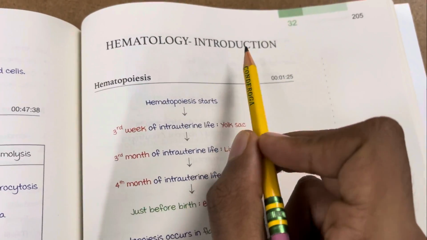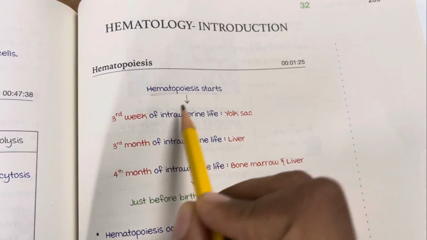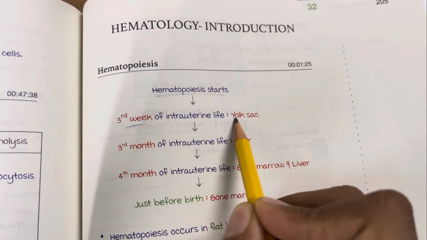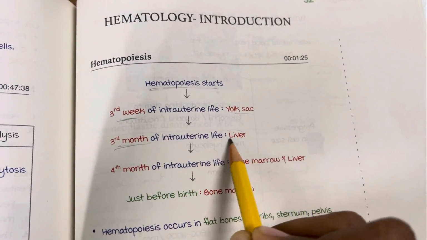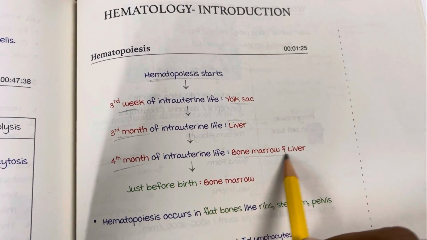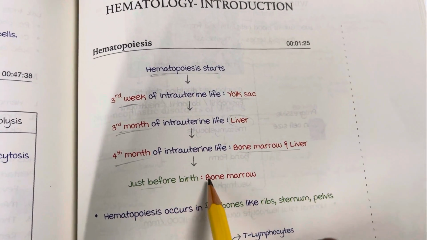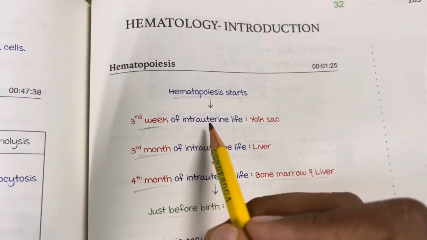In this video, let's begin with an introduction of hematology and pathology. So, hematopoiesis starts in the third week of intrauterine life. It starts in the yolk sac, and then in the third month of intrauterine life, it starts occurring in the liver. And in the fourth month of intrauterine life, it starts occurring in the bone marrow and the liver. Just before birth, the bone marrow takes entire responsibility of hematopoiesis.